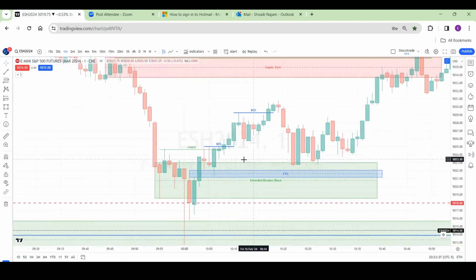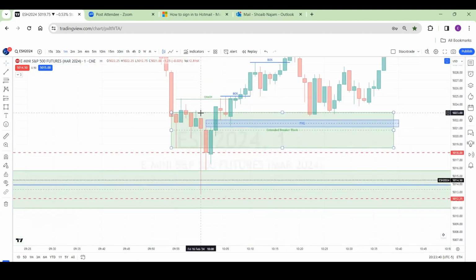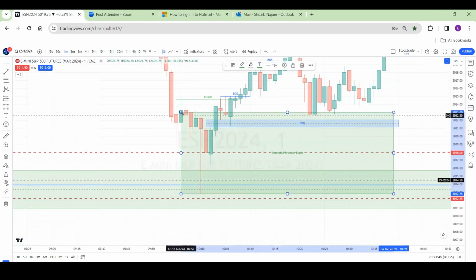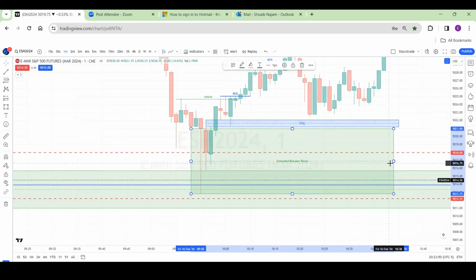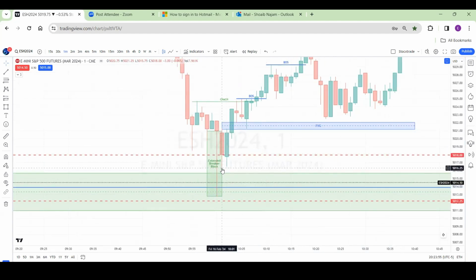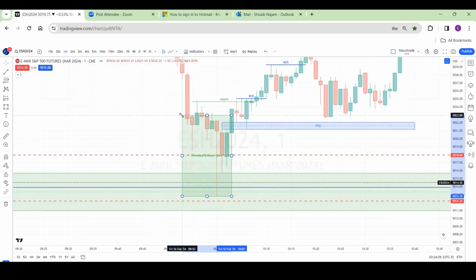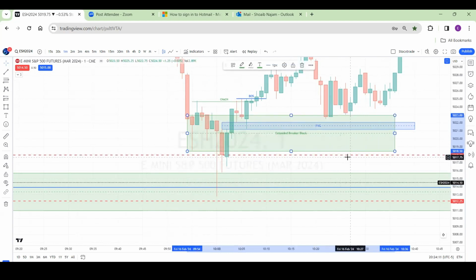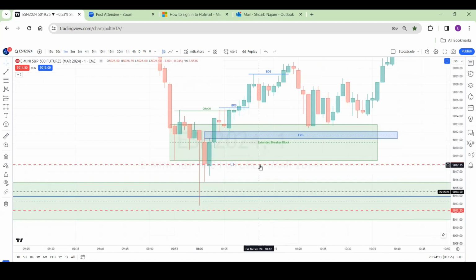So this is the whole rejection, and this rejection is already 50% tested. If you see this big rejection, the wick, it is already tested almost 50%, more than 50%. If you see this red candle wick, it is already 50% tested. So now I only need to worry that if I am taking the position from the extended breaker block, my stop loss should not go below this, or the body of these candles.